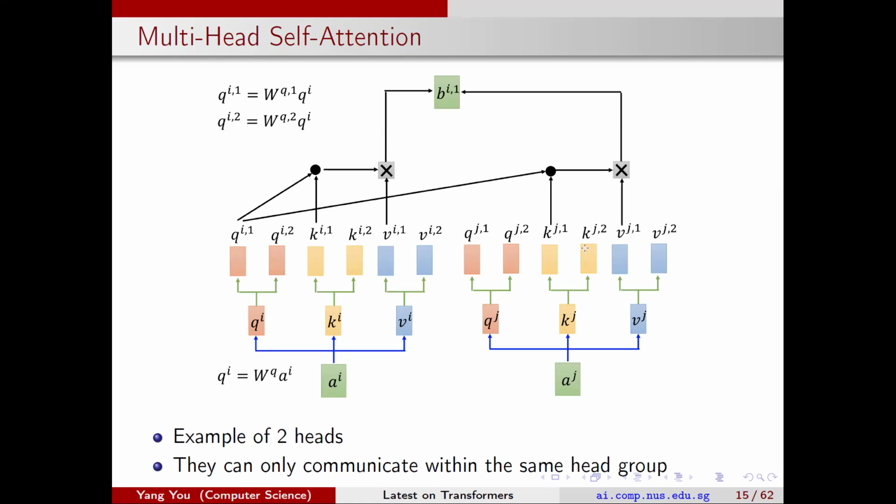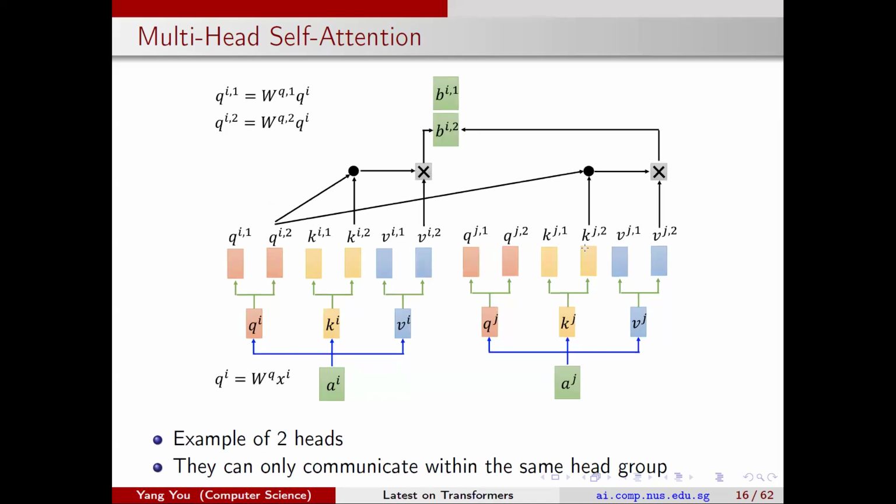So I think the idea is very similar. You can just compute different head groups separately, and you can compute them in parallel or concurrently. The same idea applies to how I compute BI2.